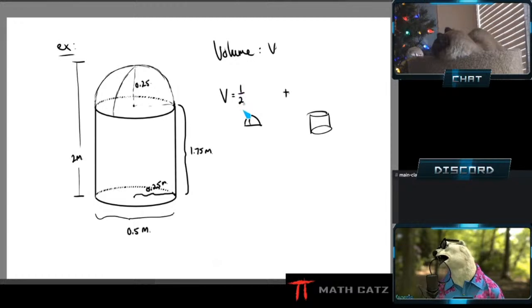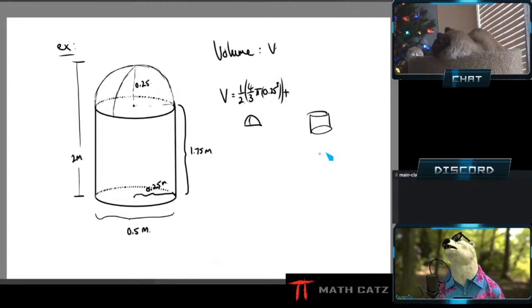The dome is a half of a sphere, so it's a half times the volume of a sphere: 4 over 3 pi r cubed, so pi times the radius cubed, 0.25 cubed. Hopefully you can read that.